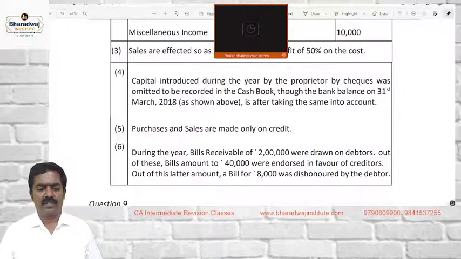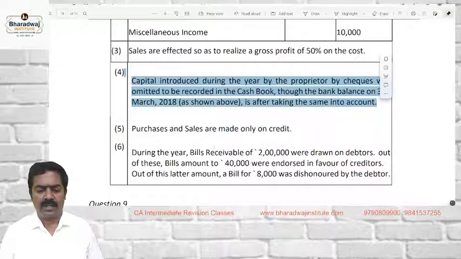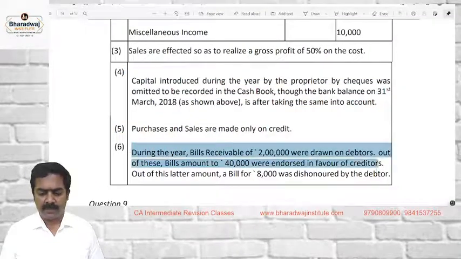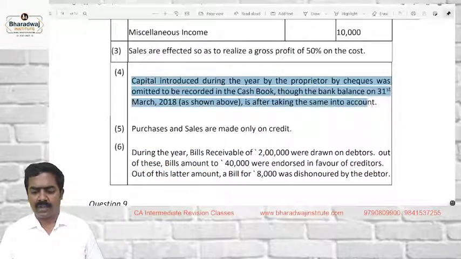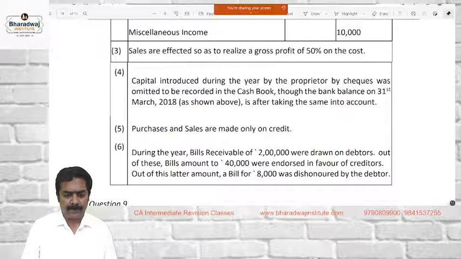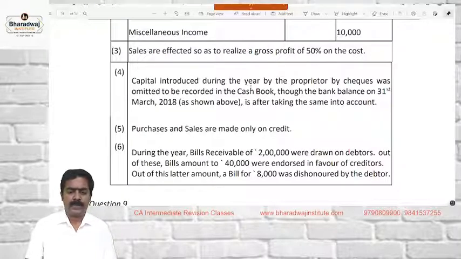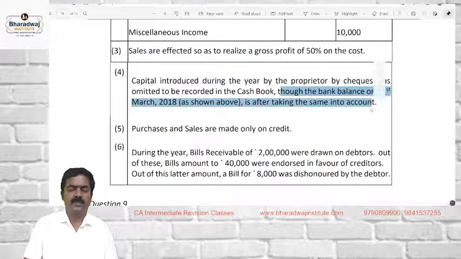For the live online students, I request you to mark this fourth and fifth one. Probably you can take a screenshot and keep it. This was missing, so I request you to take a screenshot and keep it, those who are in live online. The last sentence is missing. Here, two phrases are missing.